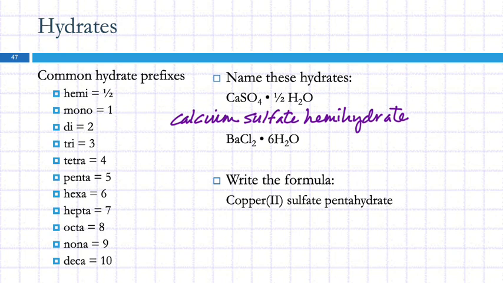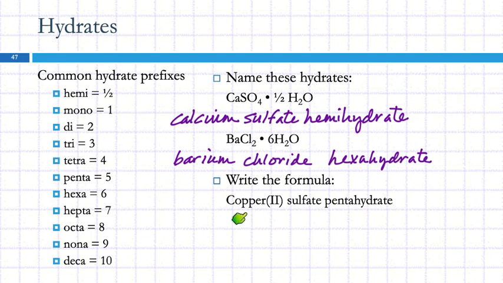Any questions about that? How about this one? BaCl2·6H2O. Barium. And barium also doesn't need a Roman numeral because it's in group 2A. For the chlorine here, we take the element named chlorine, and that becomes chloride. And what's the prefix for 6? Hexa. Like a hexagon has 6 sides. Hexahydrate.